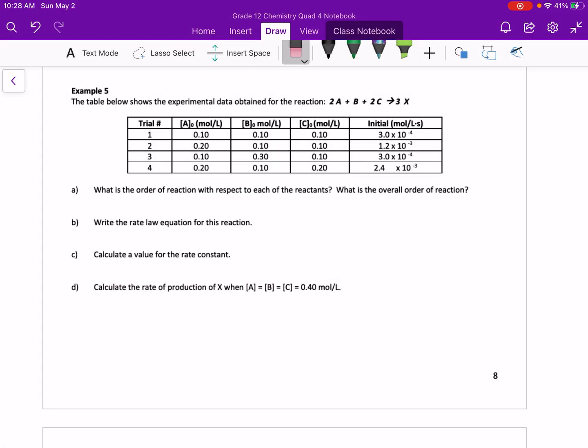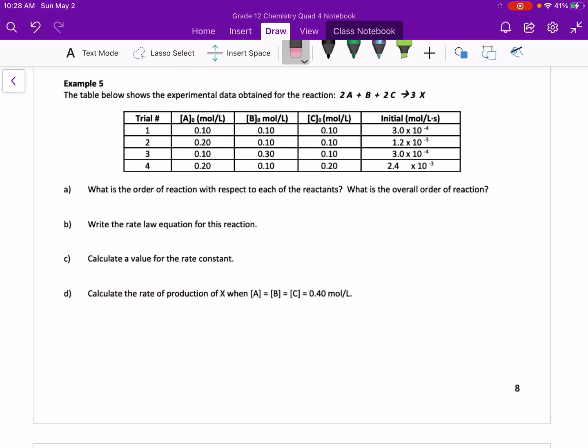In example 5, we have the equation 2A plus B plus 2C gives me 3X. We have 4 trials of data which we can draw from to figure out the order of reaction with respect to each of the reactants and the overall order of the reaction.